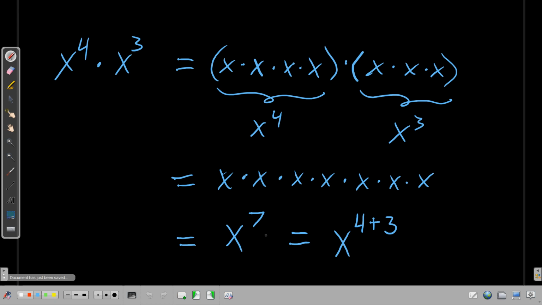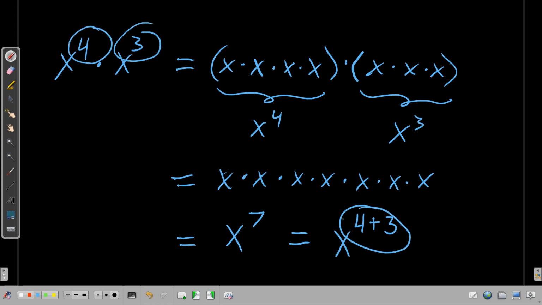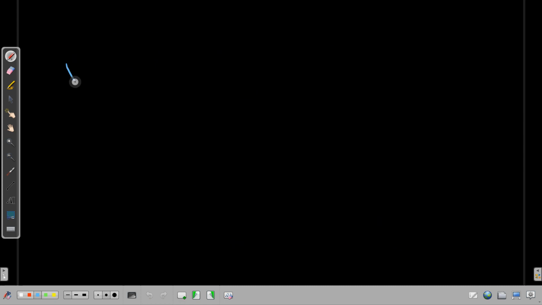Okay, so it stands to reason that in this example, all we needed to do was add those exponents. So we can imagine then that if it was any 2 other numbers, all we would need to do is add the exponents. Okay, there's our first rule.